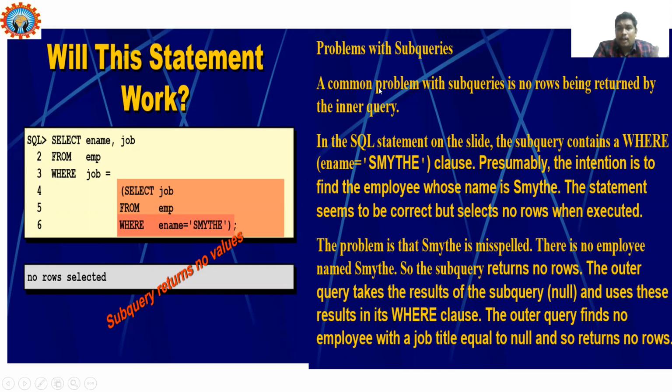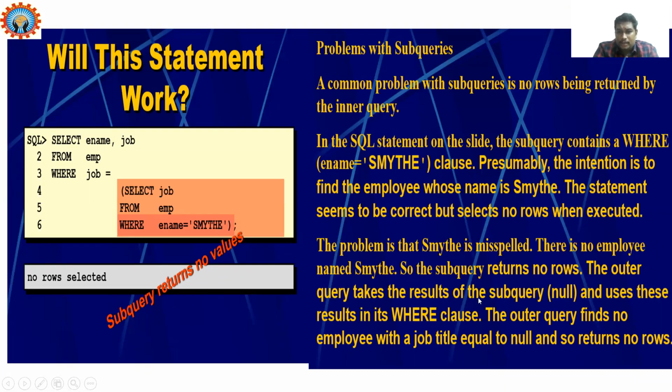A common problem with subqueries is no rows being returned by the inner query. In the SQL statement, the subquery contains a WHERE ename equal to 'SMYTHE'. Presumably, the intention is to find an employee whose name is Smith. The statement seems to be correct, but selects no rows when executed. The problem is that Smith is misspelled. There is no employee named Smith, so the subquery returns no rows.